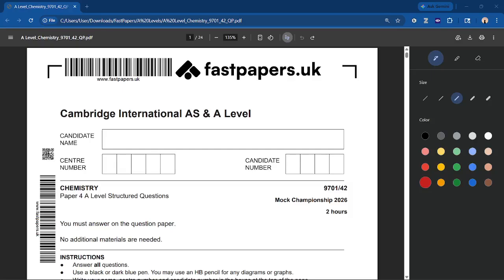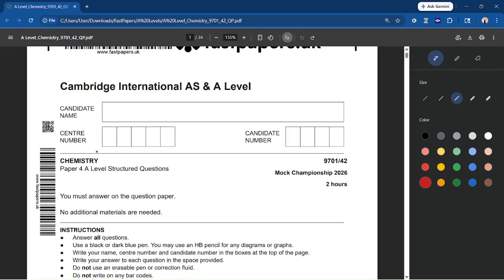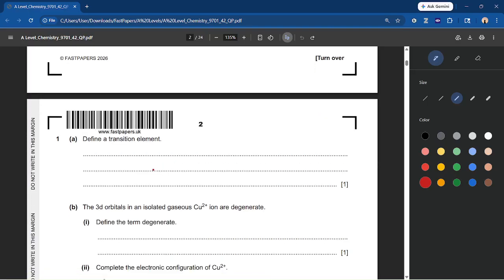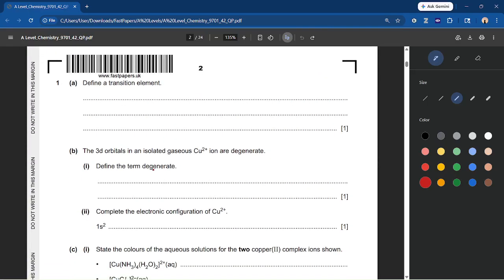Alright guys, welcome back to the mock examination for the Cambridge International AS and A level examinations 9701. This is paper 4.2. So we're going to have a quick go through over this paper. And yeah, we're going to try and solve it. So yeah, let's begin. So we're going to start off with question 1a.